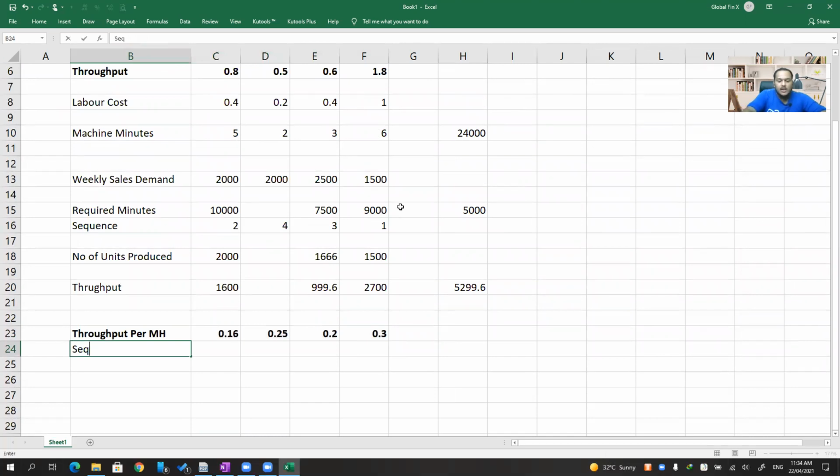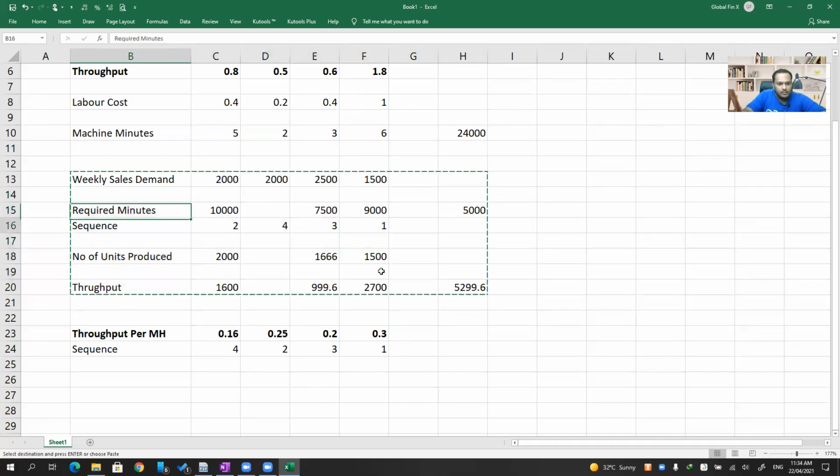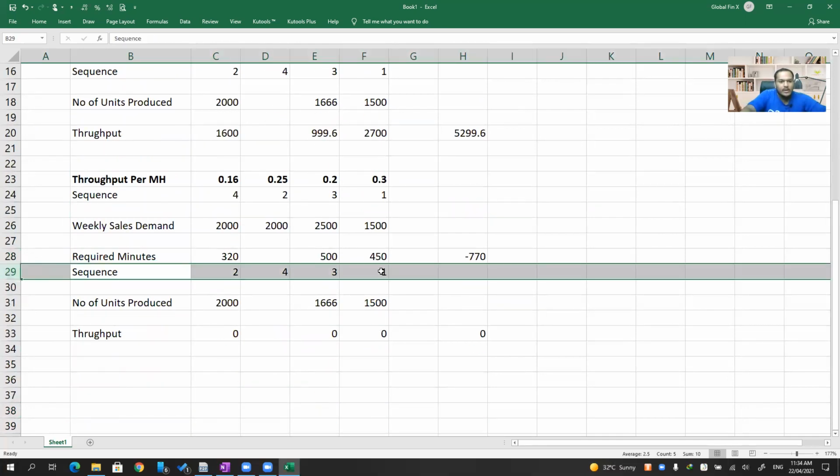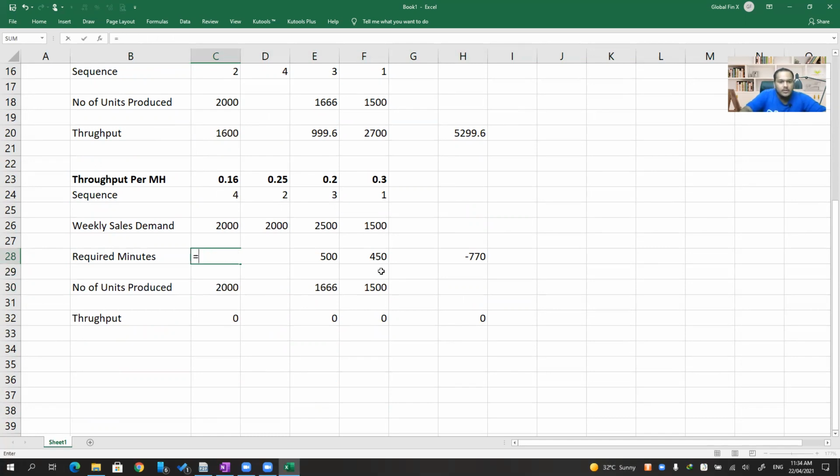So if I do the sequence now, I'll produce D highest first, then B is the second highest, C is the third highest, A is the fourth highest. So I'll go in 4, 2, 3, 1 sequence. Now again the same calculation. So let me just copy these things down. Sequence I'll remove because I already did that. Okay, sorry, we'll go in the sequence order. Number of units produced also, I'll remove it from here. So first of all, required minutes, weekly demand.